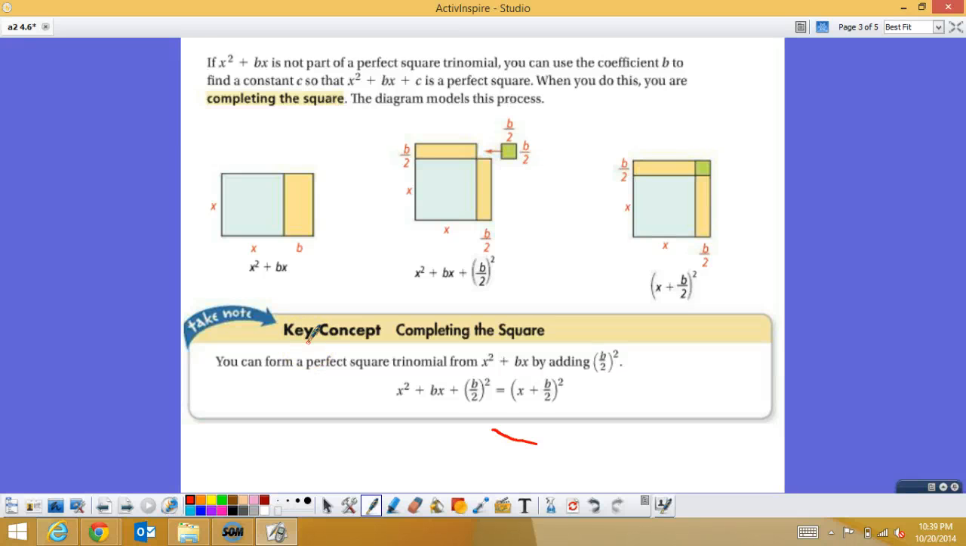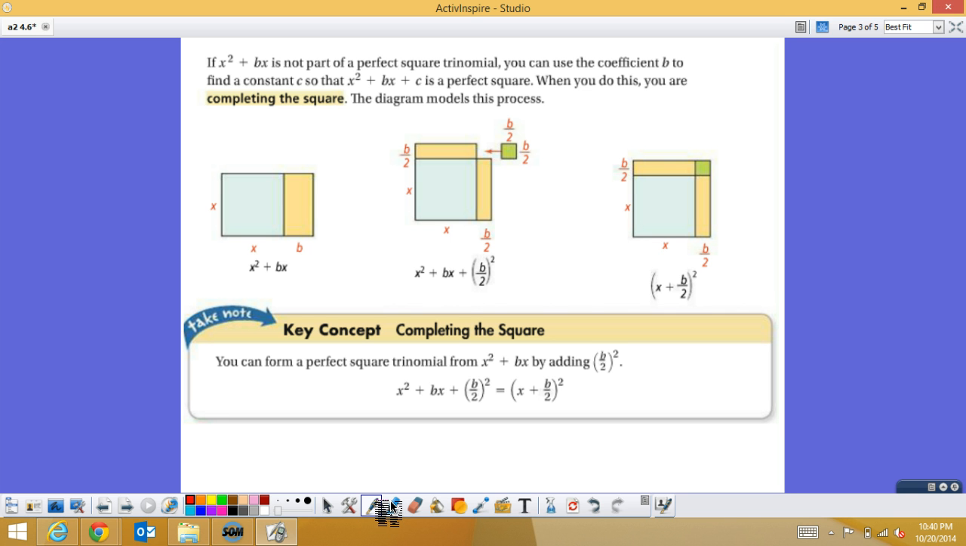Okay, in the next few examples, we don't have quadratic expressions or trinomials that are already perfect squares, but we're going to force them to be perfect square trinomials so that we can factor them into a perfect square binomial. So this page is just kind of a visual of how we can do that.